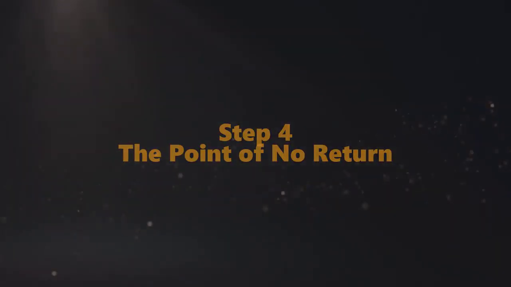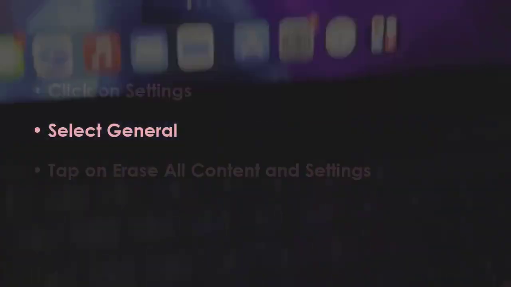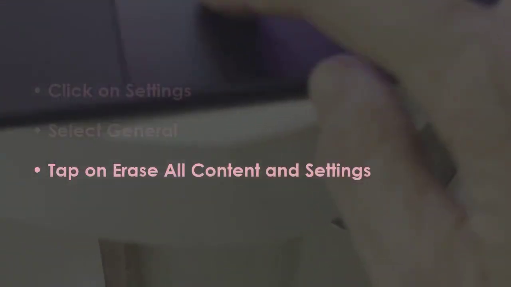In the next step, open Settings. Then go to General. After that, choose Erase All Content and Settings.